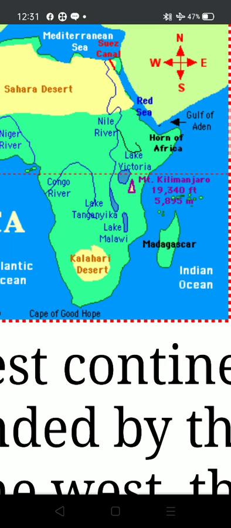Apart from these coastal areas, neither the Europeans nor the Indians or any other traders had much knowledge about the interior parts of Africa. This point, make it underline, children.